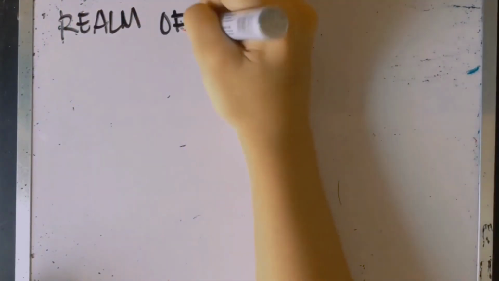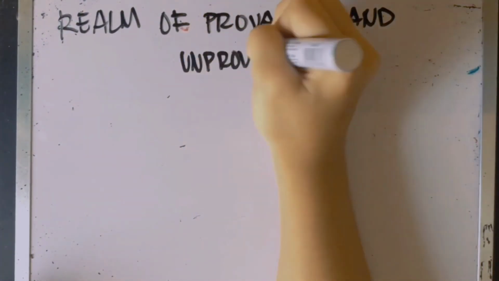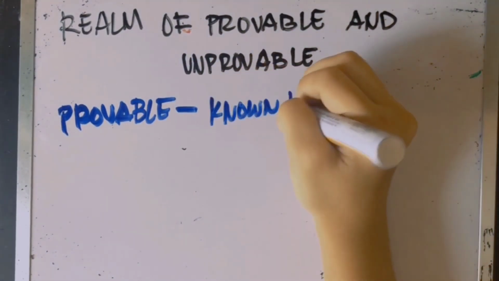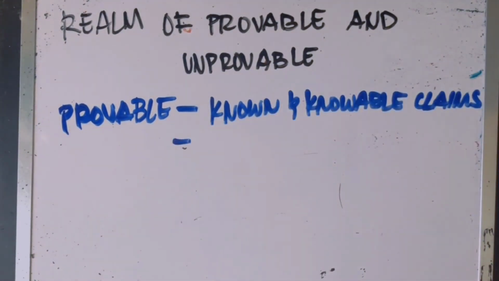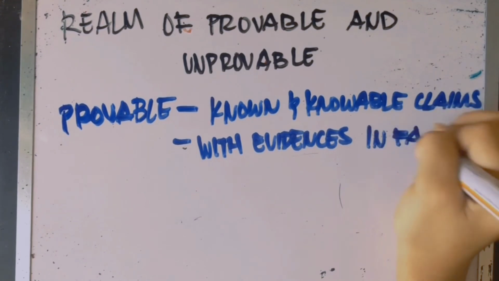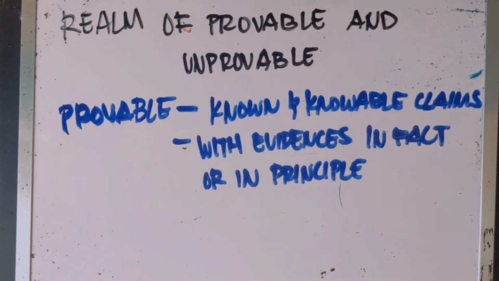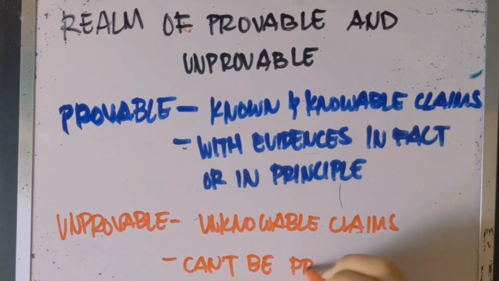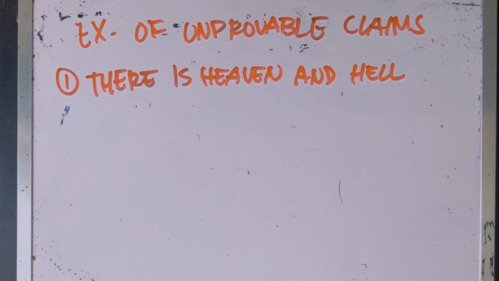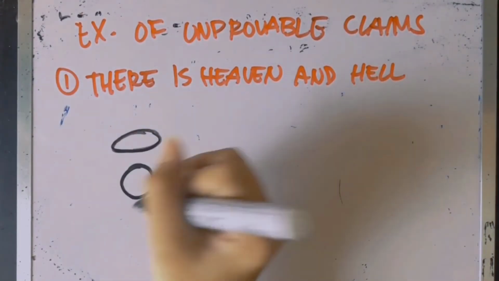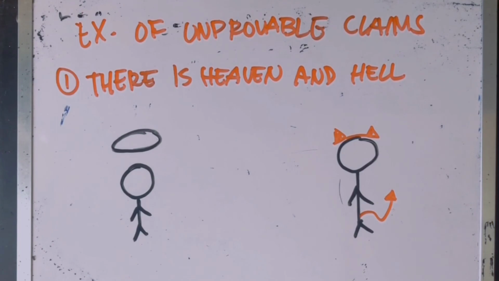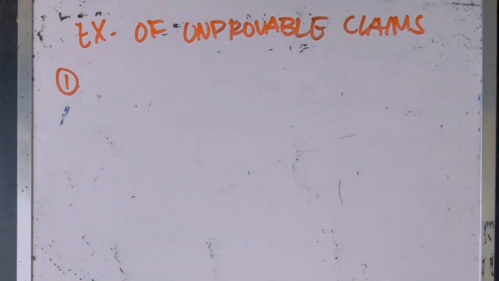Now let's move on to the realm of the provable and unprovable. Provable claims are knowledge claims in the realm of the known and knowable. These are claims with evidence, in fact or in principle. Unprovable claims say otherwise. These are claims that can't be supported by evidence and are also called unknowable claims. So let's have examples of unprovable claims. Statements such as there is heaven and hell, and the soul that survives death is trapped in a cycle of reincarnation are viewed as unprovable claims. When we take this empirically, it is impossible for us to produce the required evidence to prove the truthfulness and realness of these claims.